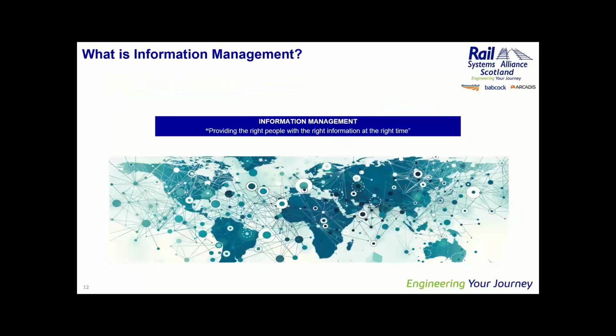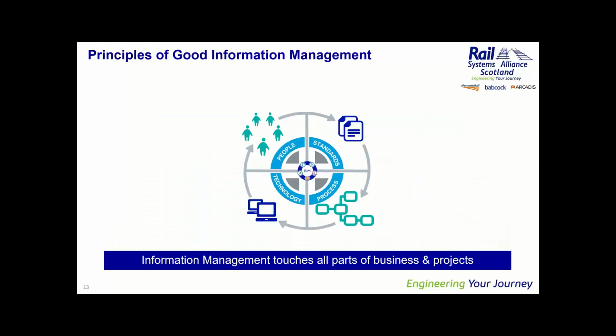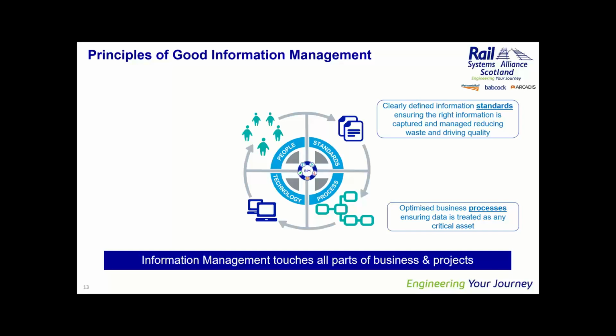Moving on then to information management on its own, which I just said is providing the right people with the right information at the right time. The foundations of good information management are based on 4 pillars: people, standards, process, and technology. When we talk about standards, we mean clearly defined information standards that ensure information is captured and managed correctly. When we talk about process, we talk about optimized business processes, ensuring that data is treated correctly and treated like a critical asset and part of the project process.